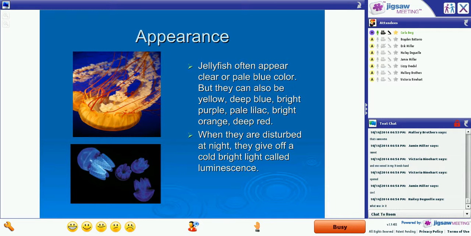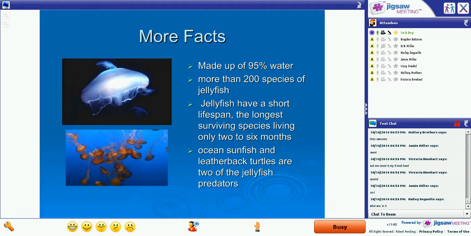Thank you. Appearance. Any volunteers to read appearance? Haley, go ahead. Jellyfish often appear clear or pale blue color. They can also be yellow, deep blue, bright purple, pale lilac, bright orange, and deep red. When they are disturbed at night, they give off a cold, bright light called luminescence. Very good. Thank you very much. And there's just two different jellyfish. The top one is an orangey reddy color, and the bottom one is a bioluminescing jellyfish.